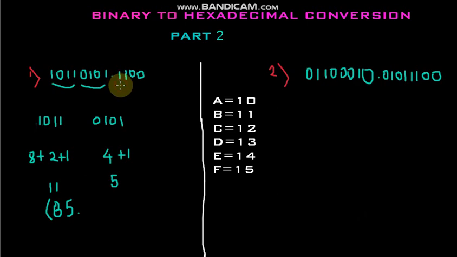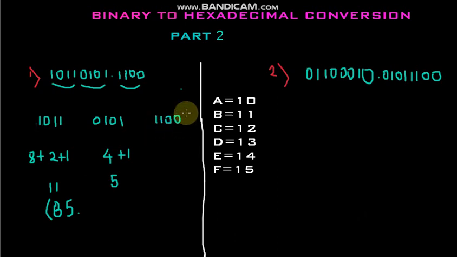Now we will see what to do about the fraction part, that is the right hand side of the binary point. We have to do the same thing. First we write down this number as a group of 4, 1 1 0 0. From left to right we start grouping in 4s. Now we get 1 1 0 0, and we do the same conversion. Again, we convert this into a decimal number.